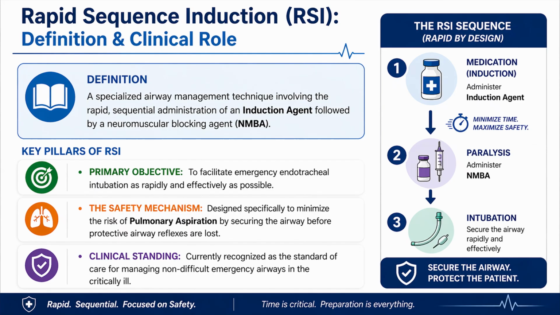The sequence is very important, that is, sedation or induction agent, followed by paralysis, that is, giving a neuromuscular blocking agent, and then go for intubation, followed by confirming the tube position and securing the tube. It is the gold standard for emergency airway management in critically ill or unstable patients. Remember, RSI is not just intubation, it is a protocolized team-based process. Preparation and practice determine success more than your laryngoscopy skills alone.